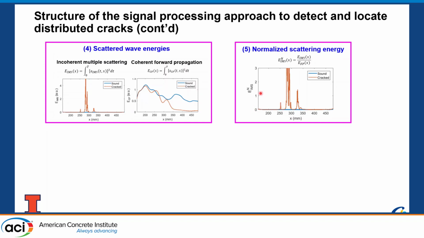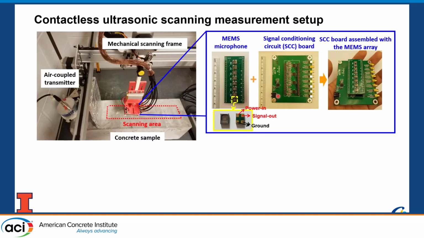Okay? So this is the scattered energy in space. Where this number is big, we have cracks. Okay, how do we collect this data? Well, we use air-coupled ultrasound. We do that because by not touching the surface, we collect lots of data quickly. So we just send surface waves.